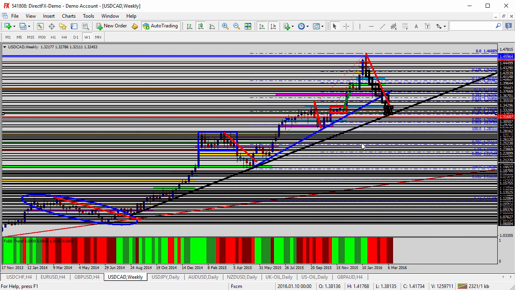On the 4-hour time frame, take a look at that long-term black trend line. That's important information, I think, as we look at the market today. Long-term black trend line coming all the way from 2014. Why is that important?